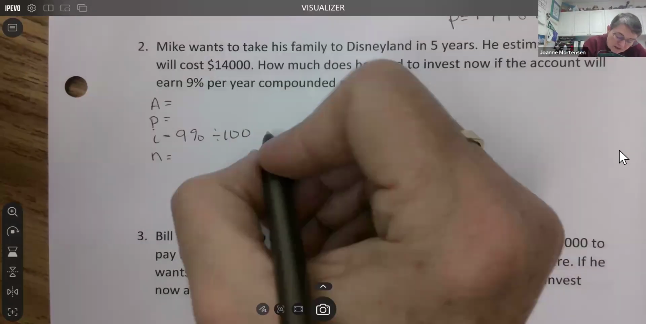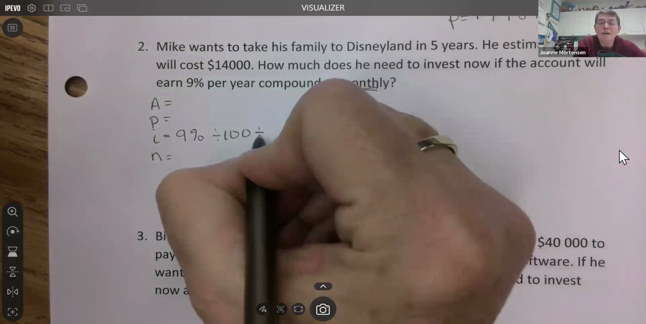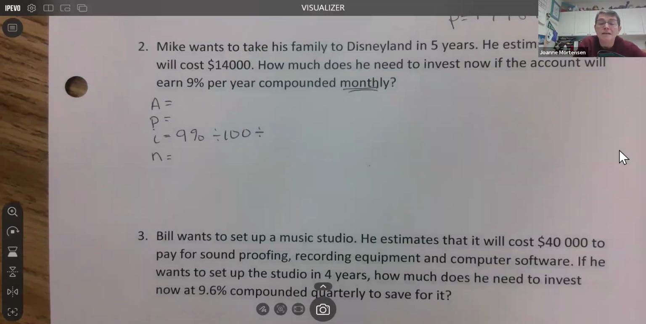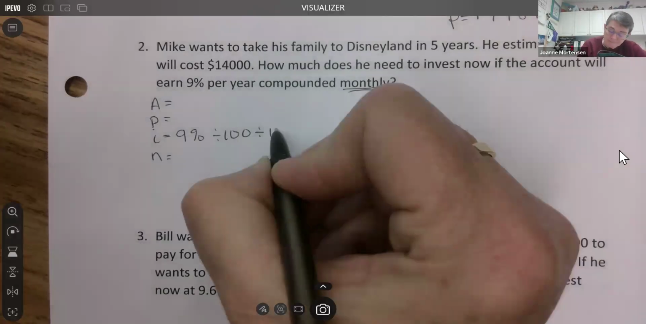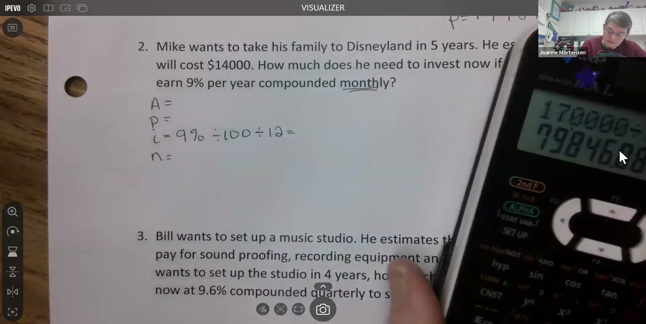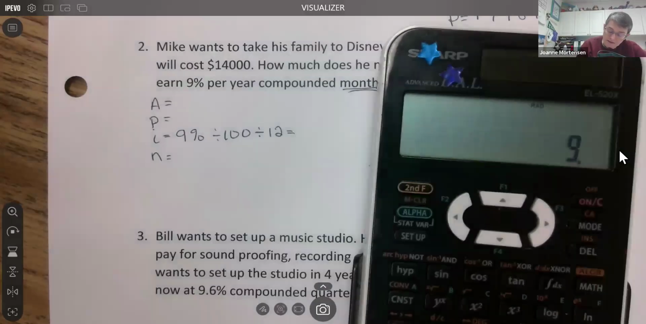So I'm going to divide it by the number of months in a year. Come on, tell me what it is. Yes, you should be shouting 12. I'm kind of like Dora the Explorer. 9 divided by 100 divided by 12.